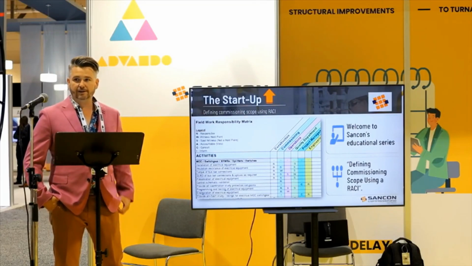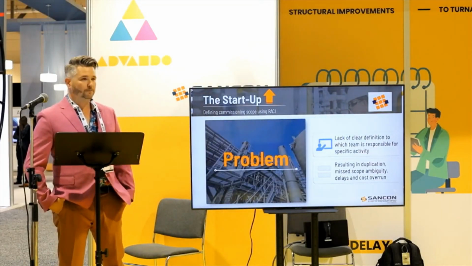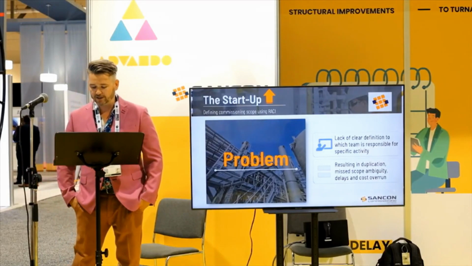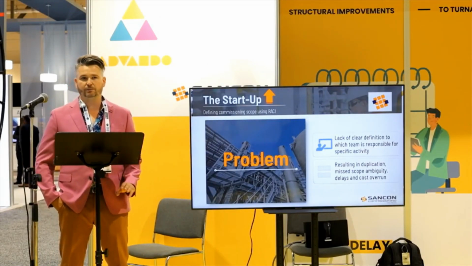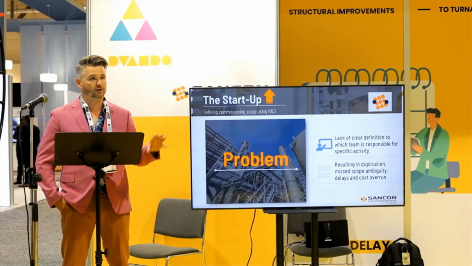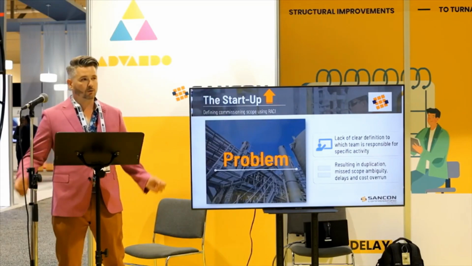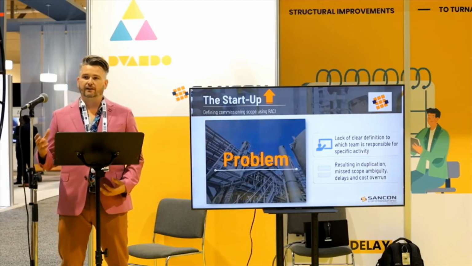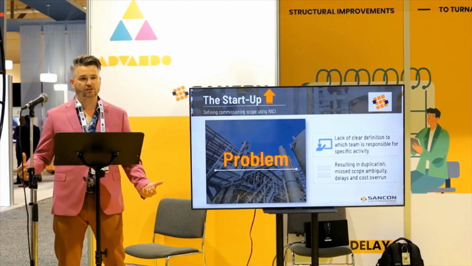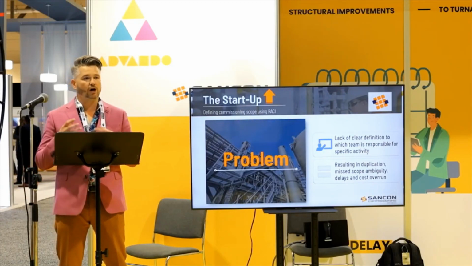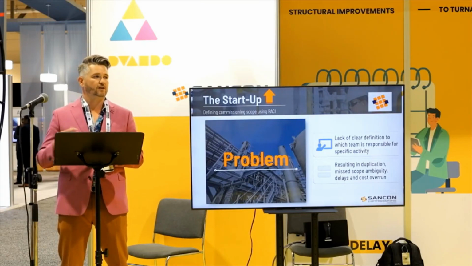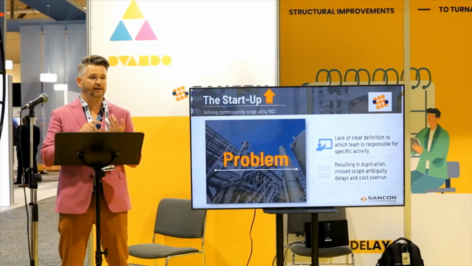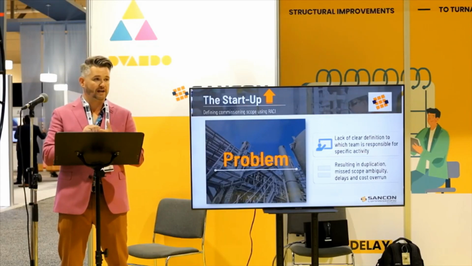Next slide. So the problem we see in the project world is lack of clear definition when it comes to specific activities within the project scope, or particularly commissioning or turnaround scopes of work. So what happens here is we result in duplication of work or missed scopes of work. So either we have multiple contractors completing the same tasks, or scopes of work get missed, which can have extreme cost, delays, personnel issues, equipment damage.